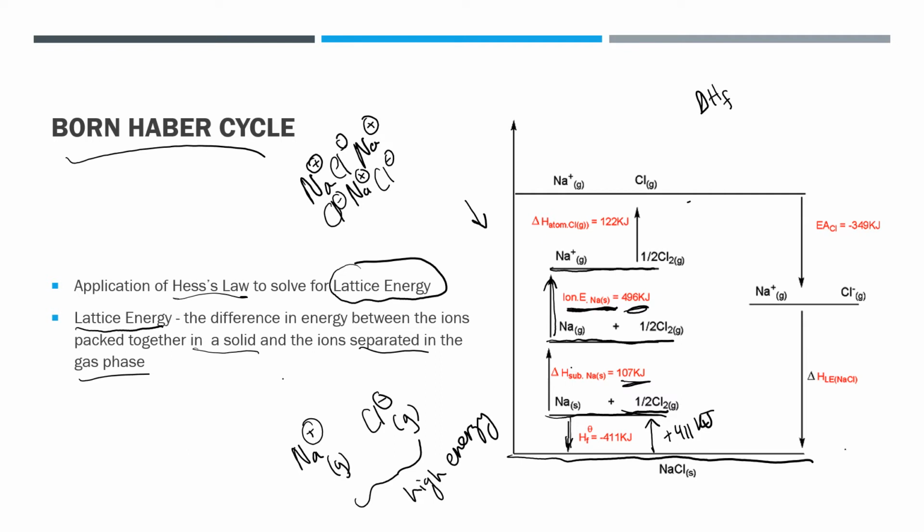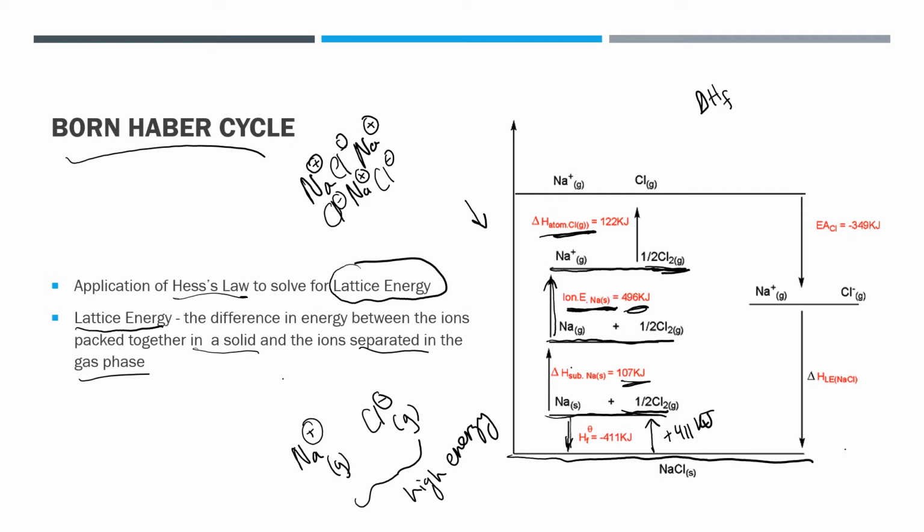And we still have our chlorine gas, right? Because we haven't done anything with that. And the next thing we do is we atomize our chlorine. What does atomize mean? That means we basically break the bond between the chlorine and we make it into atoms, right? So we go from half Cl2 to one of just Cl.